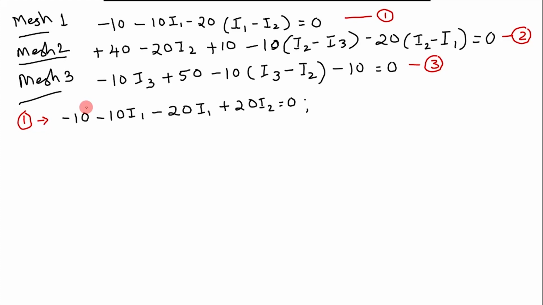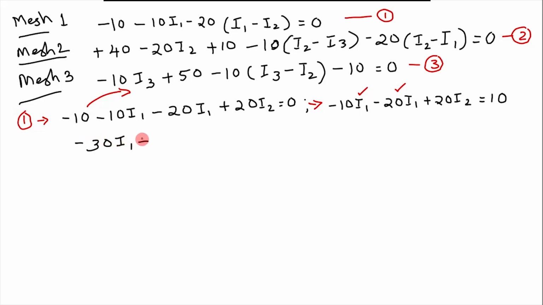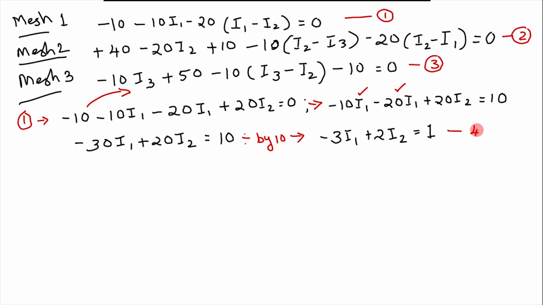Transferring this minus 10 to the other side, this will become minus 10 I1 minus 20 I1 plus 20 I2 is equal to 10. Here this minus 10 I1 and minus 20 I1 can be added and written as minus 30 I1 plus 20 I2 is equal to 10. Dividing the equation by 10, it becomes minus 3 I1 plus 2 I2 is equal to 1. Let this be equation 4.